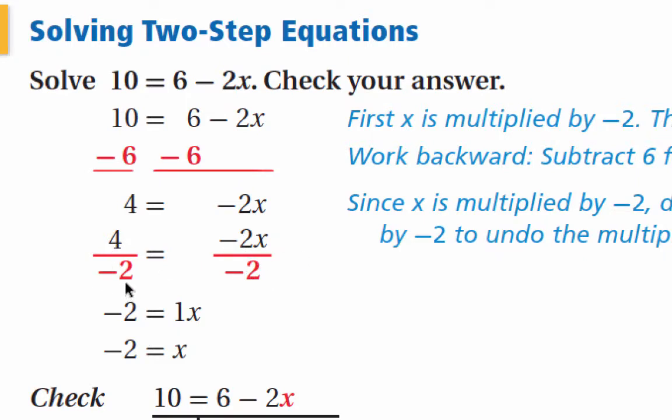4 divided by -2 is -2. We're left with -2 divided by -2 is 1. And 1 is the multiplicative identity. 1 times a number doesn't change anything. And so if you have 1 times x, you are allowed to drop the 1. And we now have our solution. -2 is equal to x.